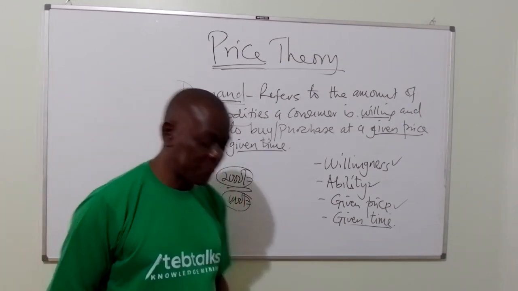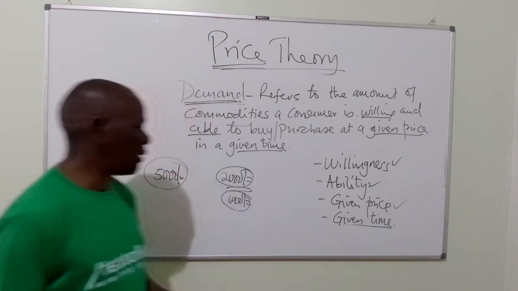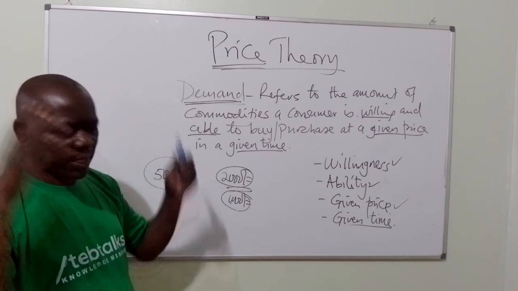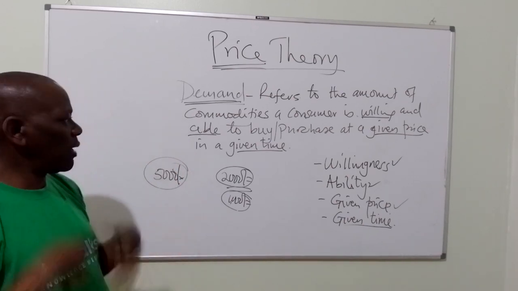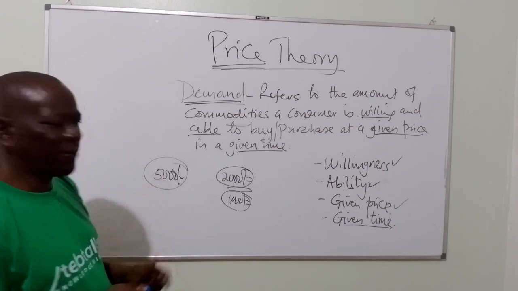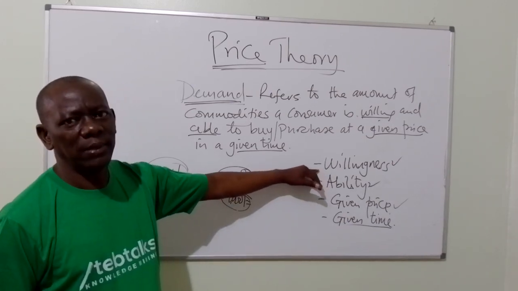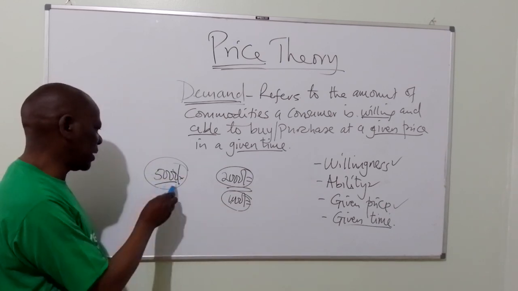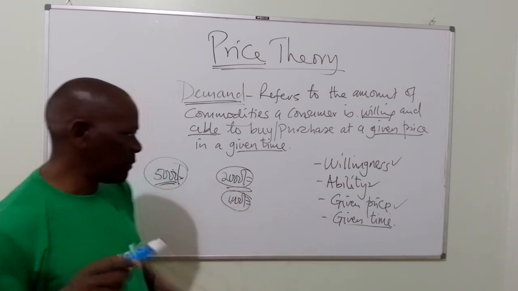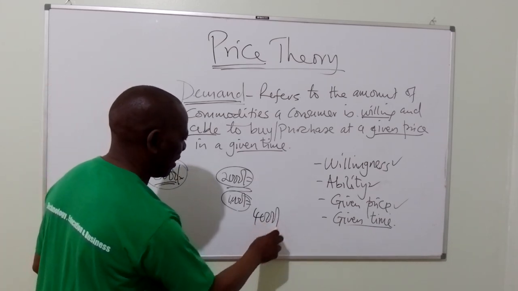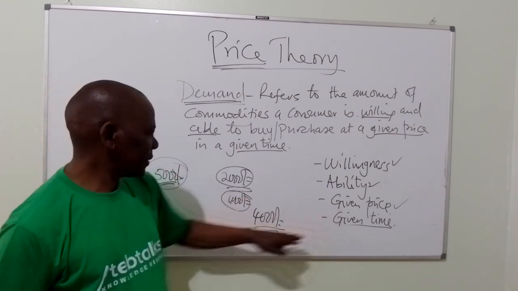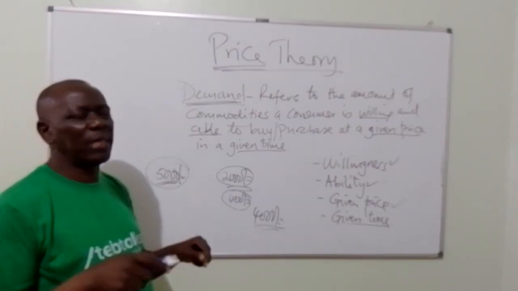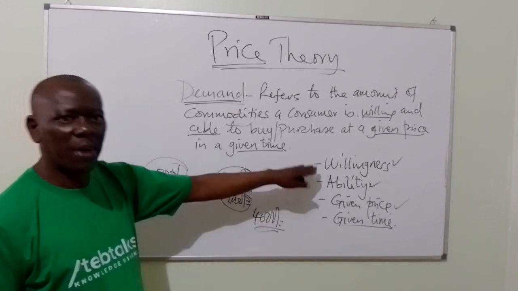When it is time for a sports event, for example, World Cup, you may have these caps for the World Cup, they have players and so on. Now, people who are football fans, he has his 5,000, he has the willingness to buy that cap. He has the ability because he has his 5,000 in the pocket. And at a given price of that cap, which is 4,000, it may be very expensive, but at that given time of the World Cup event, he is willing to buy and is able at that price.